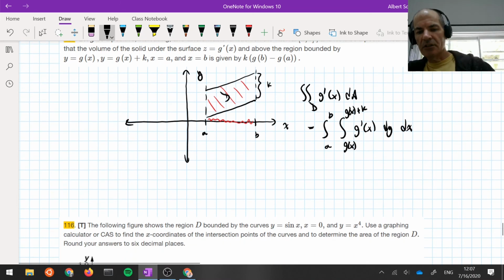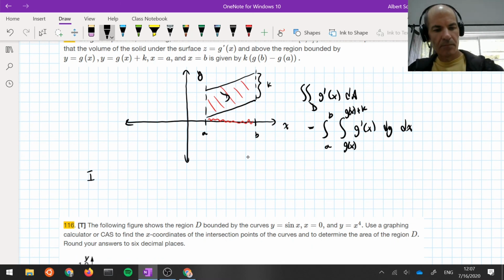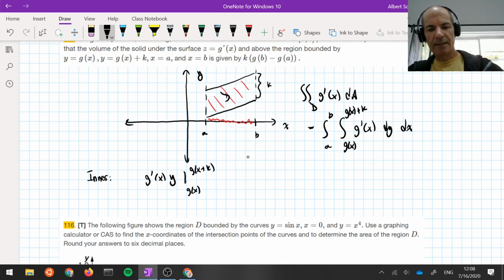It turns out we can actually do a little bit of this integration. The inner integral, we can integrate this with respect to y, right? It's just g prime of x times y evaluated from g of x up to g of x plus k, like that. Sorry, careful with my parentheses here.